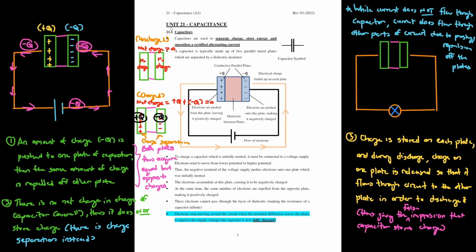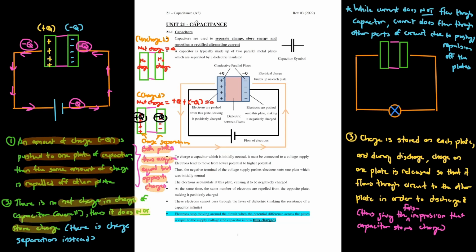Okay, so this is what the first statement written here is telling you about. An amount of charge negative Q is pushed to one plate of the capacitor, and then the same amount of charge is repelled off the other plate. It causes both plates to acquire an equal but opposite charge. Okay, but when you look at it as a whole, the entire capacitor, what you could not say is that it does not store charge, because there's no net change in the charge of your capacitor overall here. All right.